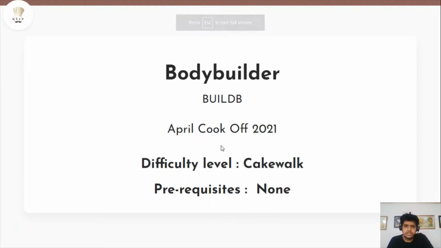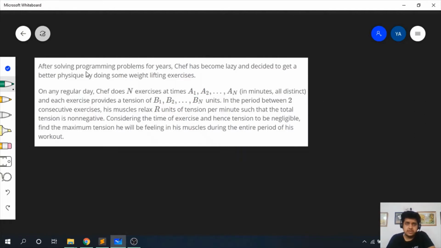So the problem in discussion today is from the recent April Cook-Off and the problem name is Bodybuilder. The difficulty level of this problem is cakewalk and the prerequisites are none. Let us now understand the problem statement.